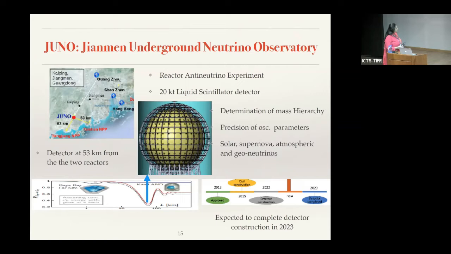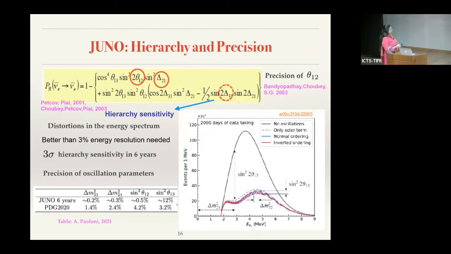Its goal is determination of mass hierarchy firstly, then precision of oscillation parameters. It can also detect solar, supernova, atmospheric, and geoneutrinos, and can do different physics with that. The hierarchy sensitivity in JUNO comes from the interference of the two mass squared differences, delta m squared 3.1 and delta m squared 2.1. It comes from the interference term; usually we have sine squared delta 3.1. There is no such term in a 2-generation picture, but if we include the 3-generation effects, with delta 2.1 and theta 1.3 both non-zero, then there will be a term which has hierarchy sensitivity.